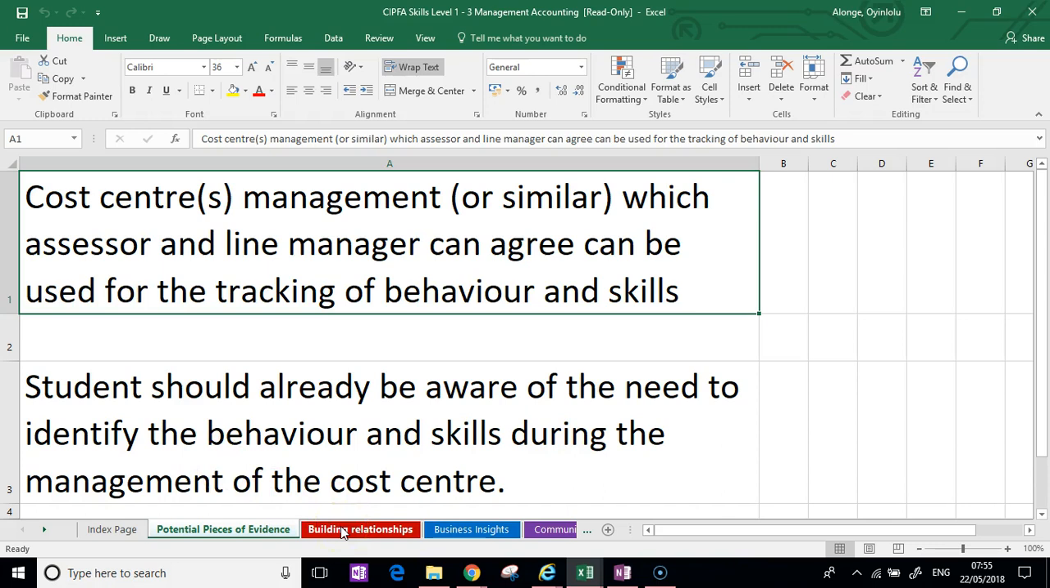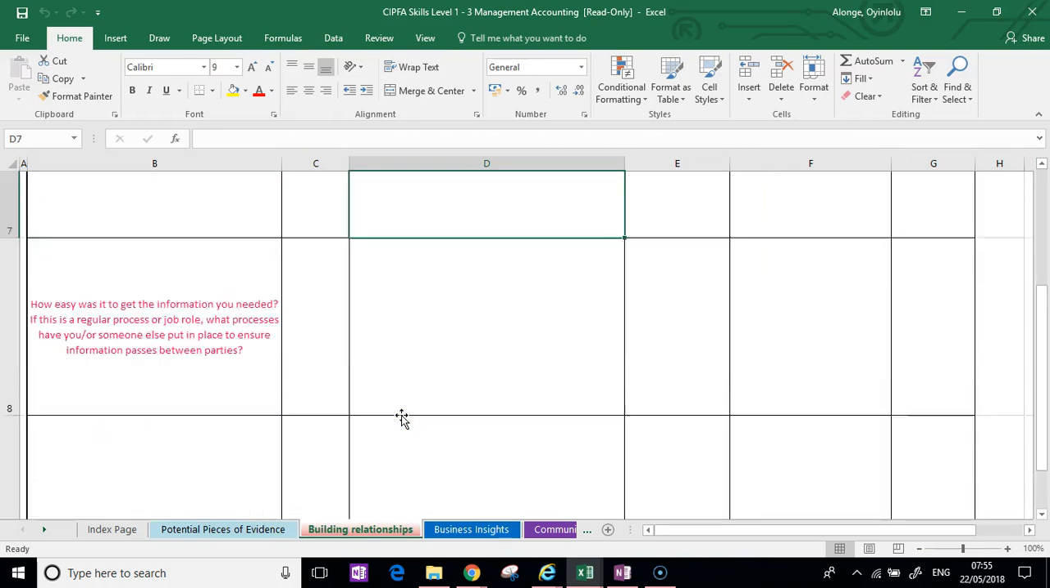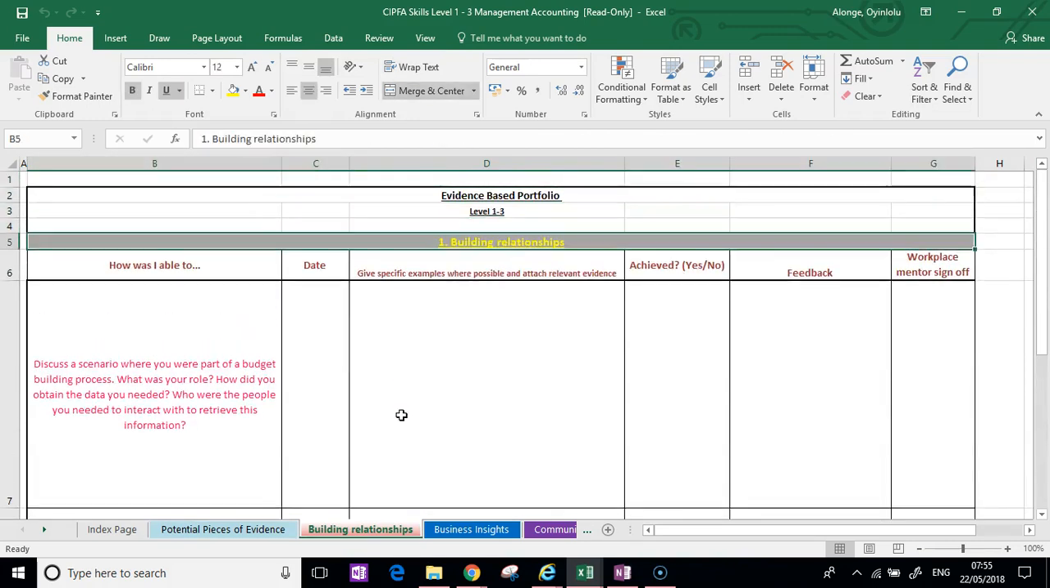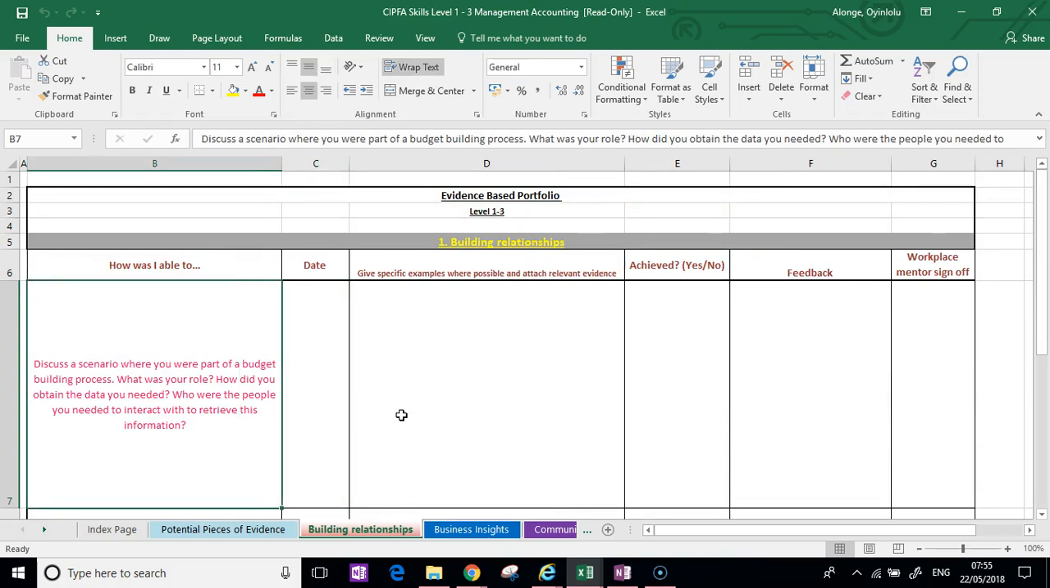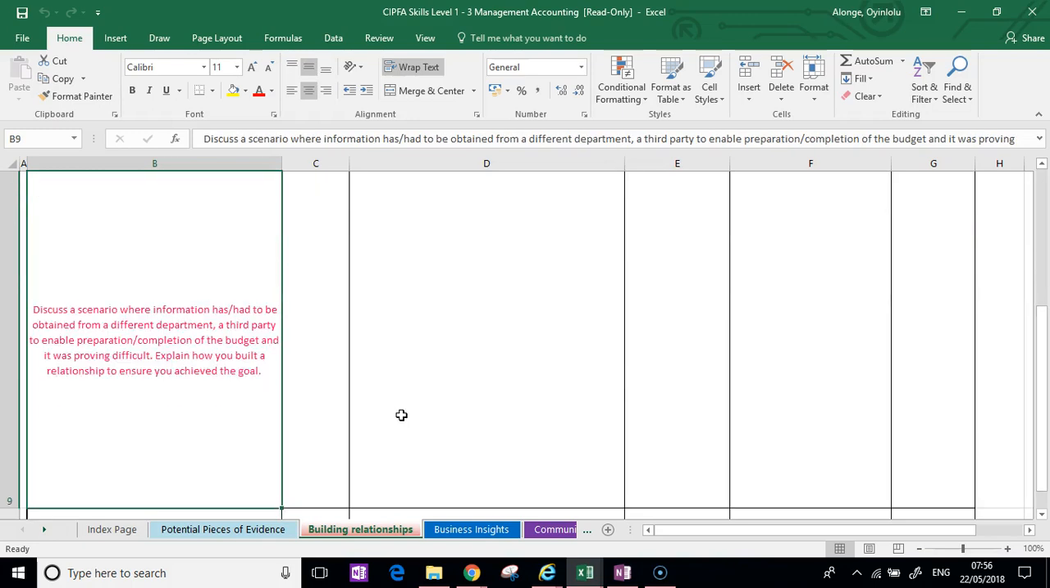You can see at the bottom here we have the different skills and behaviors, starting with building relationships. For building relationships, you can see that we have a range of questions that will help stimulate how you gather this information. So: discuss a scenario where you were part of a budget building process. What was your role? How did you obtain the data that you need? How easy was it to get the information? Discuss a scenario where information has been obtained from a different department. Was it difficult? How did you build a relationship to ensure you achieved the goal?